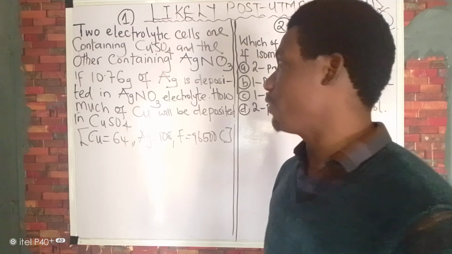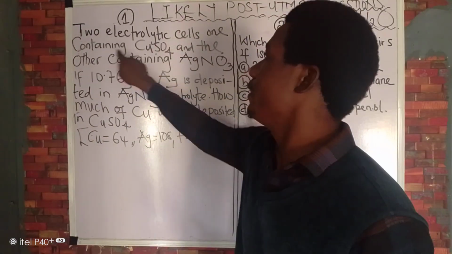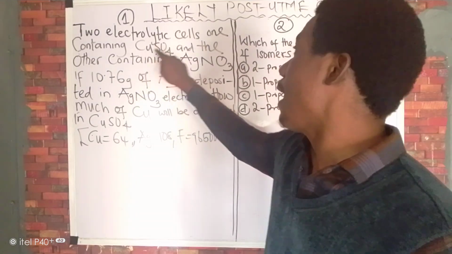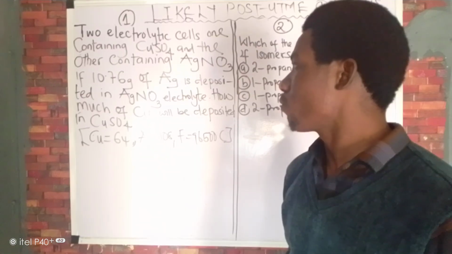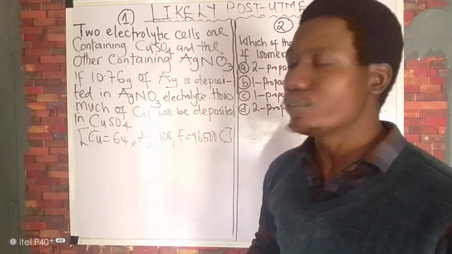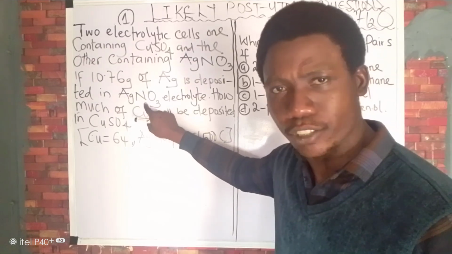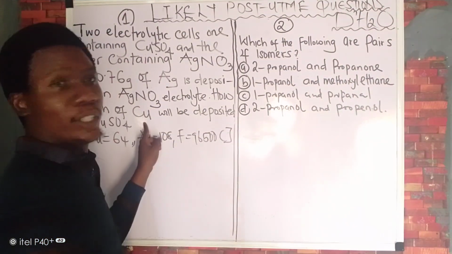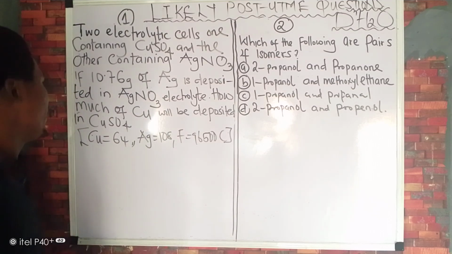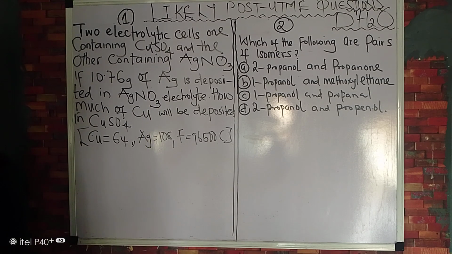Now the question says: two electrolytic cells, one containing copper(II) sulfate and the other containing silver nitrate solution. If 10.76 grams of silver is deposited in the silver nitrate electrolyte, how much of Cu, which is copper, will be deposited in the copper(II) sulfate? Wow, if you come across this question in your exam, how do you solve it?